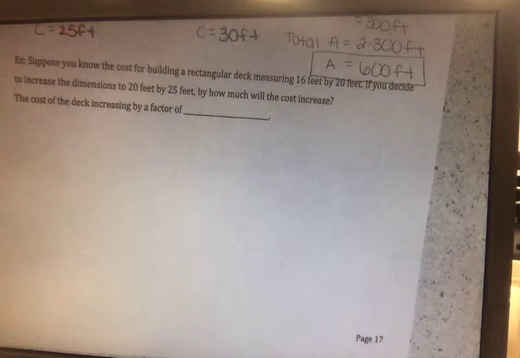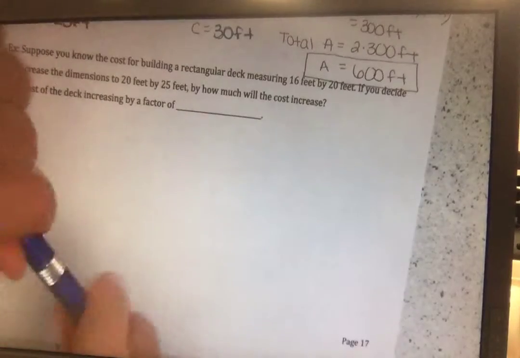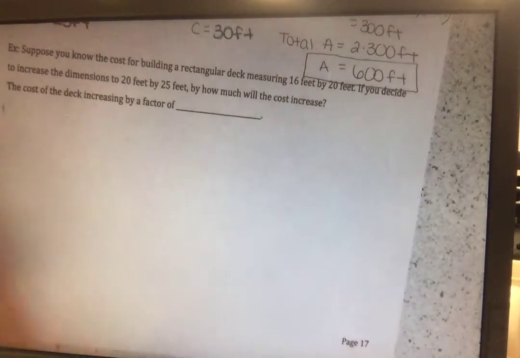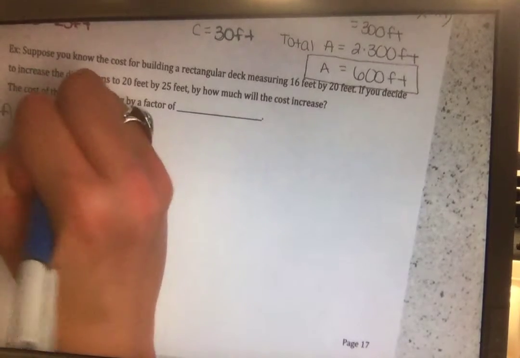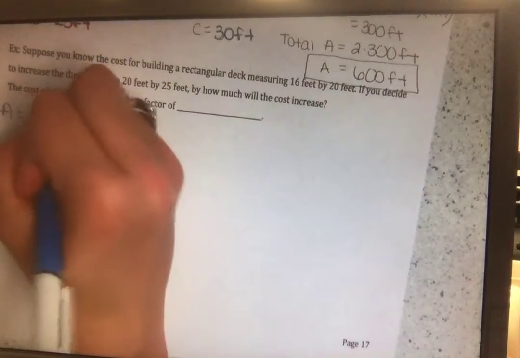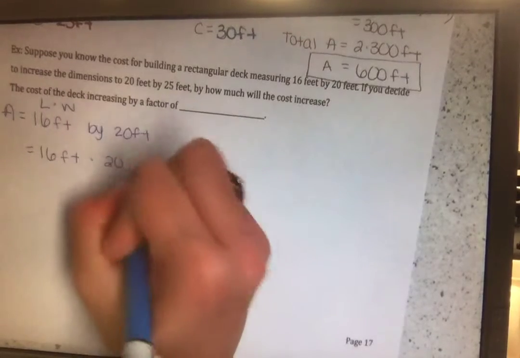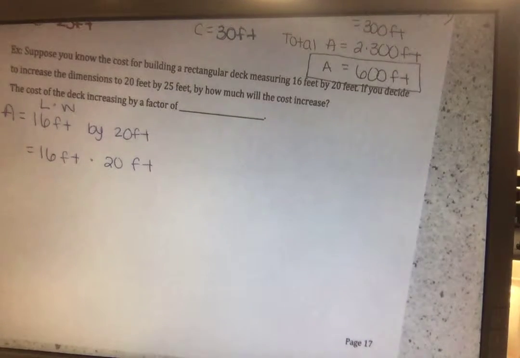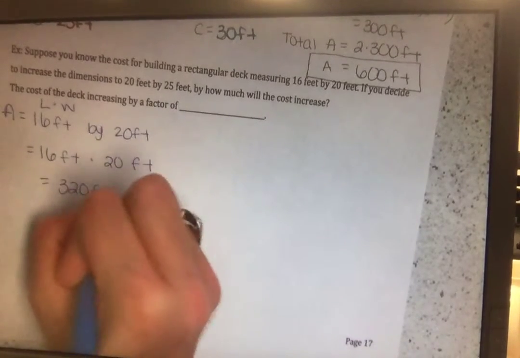I'm trying to see the cost of building the rectangular deck. So it's going to be the area. So the area of the original (16 feet by 20 feet). It's a rectangle, so we know area is length times width. So 16 feet times 20 feet, which will give us 320 feet.